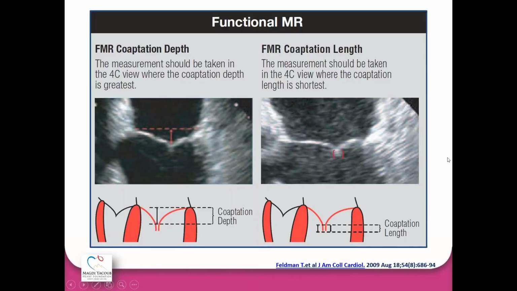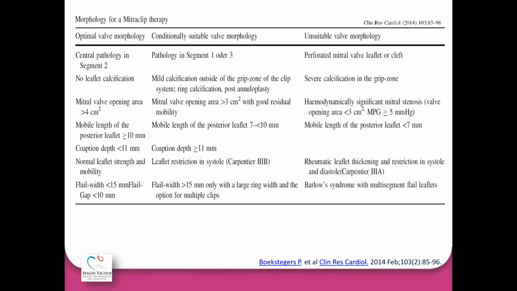The German experience is the biggest experience with any kind of structural interventions, particularly the MitraClip therapy. They developed very well-written criteria for the suitability of the mitral valve in terms of feasibility for the MitraClip procedure. We have the optimal valve morphology, and we have the unsuitable valve morphology, and we have the gray zone in between that will depend on the experience of the operator.